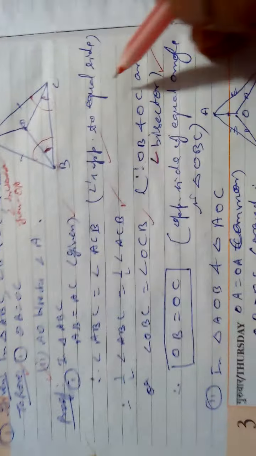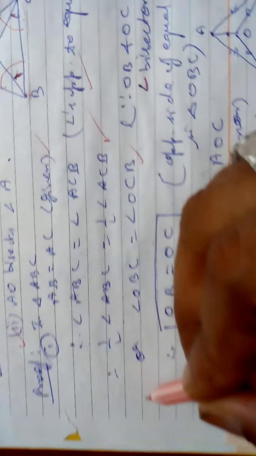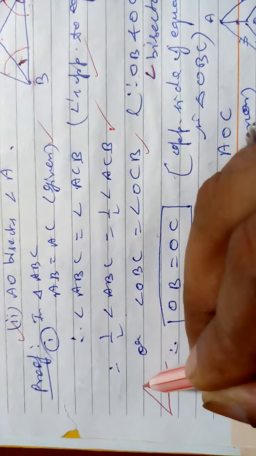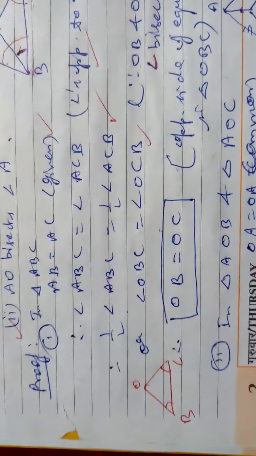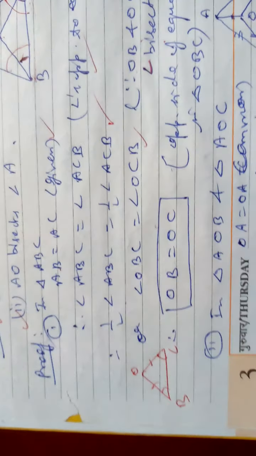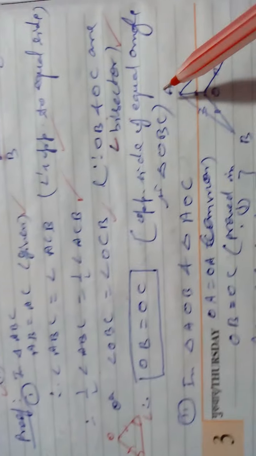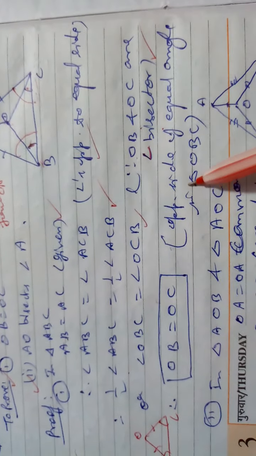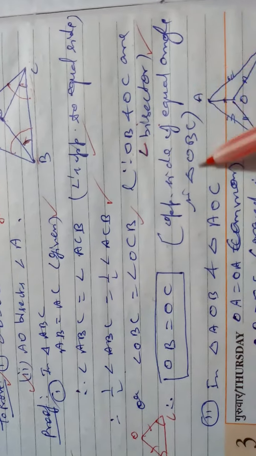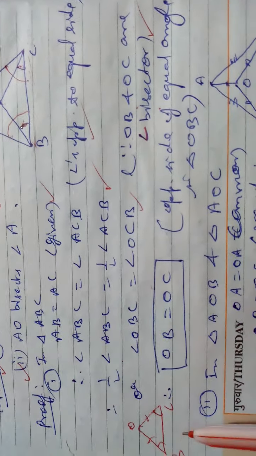And now we will see this triangle. In triangle OBC, this angle is equal to this angle. Then what about these two sides? Sides opposite to equal angles. I have just proved the theorem: sides opposite to equal angles are equal. So OB equals OC, opposite sides of equal angles of triangle OBC. Hence proved. First part is proved.